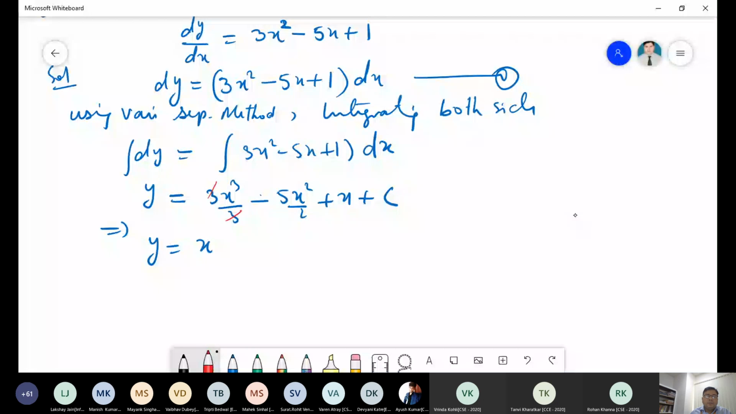So this will be equal to x cube minus 5 by 2 x square plus x and then plus c, and this is the solution. Is it okay?